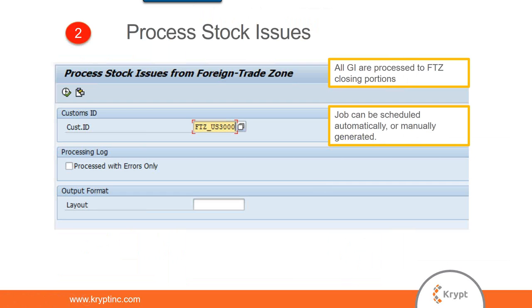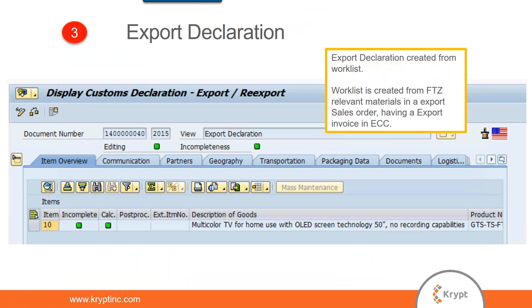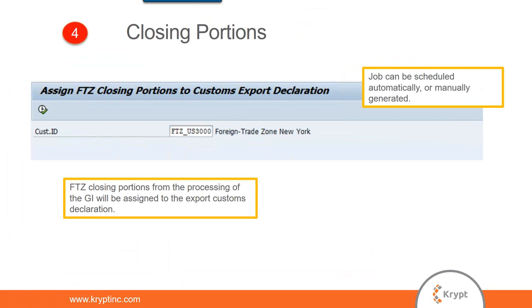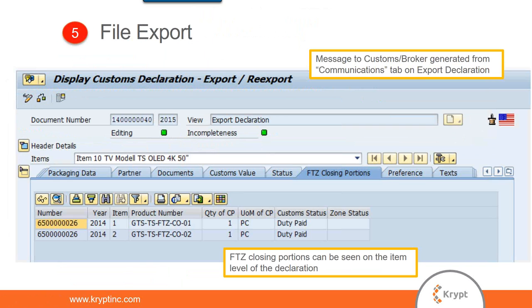So again, you process your stock issues, you create your export declaration from the work list. There's a job that pulls in the inventory postings. You file this export declaration with customs, and again, that export declaration for record keeping shows a link between the different inventory layers that you reduced your outbound movement with. In this case, the customs status was duty paid, so it looks like we're exporting something that had already had duty paid. So this potentially could show that you have an opportunity for drawback here. Normally this would be duty unpaid.